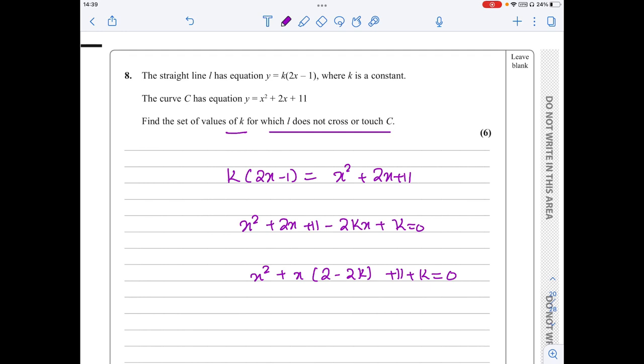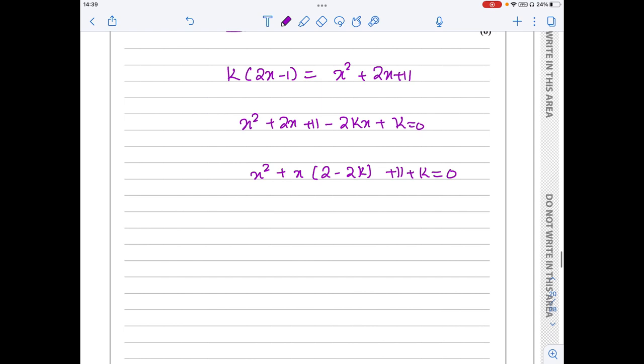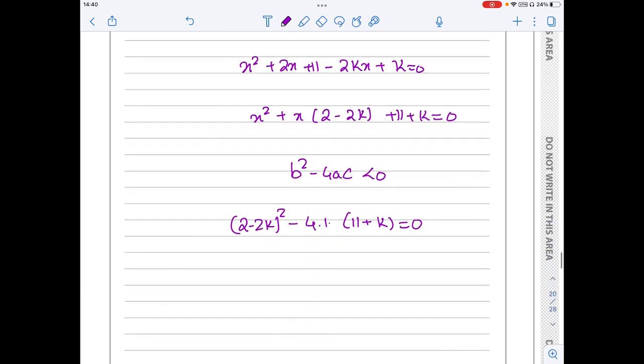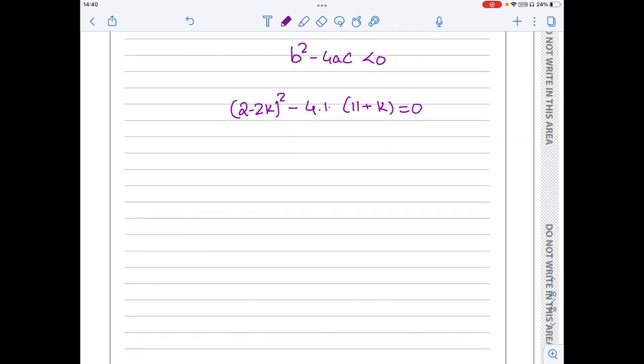Now, does not cross means we have to find b square minus 4ac, and it should be less than 0. So (2 minus 2k) whole square minus 4 times 1 times (11 plus k) is less than 0. Expand this one, and you will get a quadratic. So 4 minus 8k plus 4k square minus 44 minus 4k is less than 0.